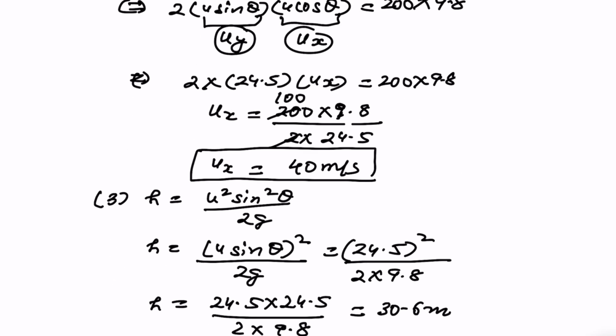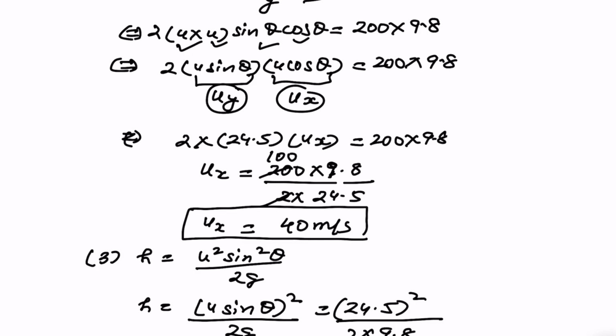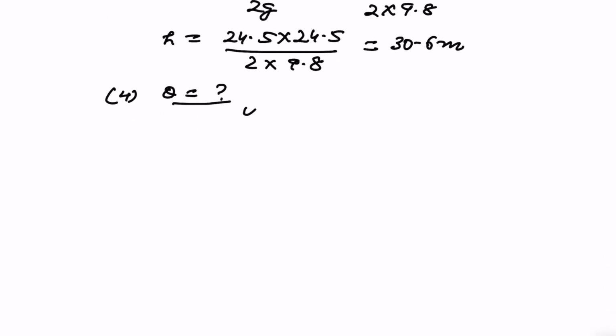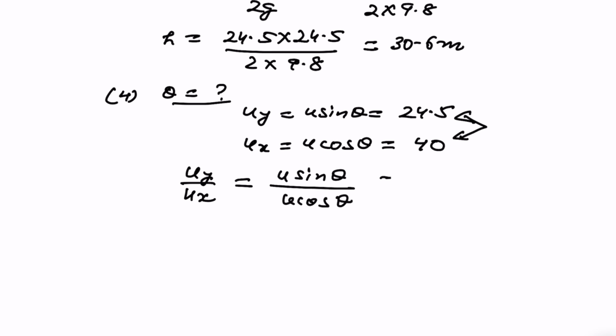See, we have already calculated that the vertical component of velocity, that is uy, is how much? 24.5. So we know uy is u sine theta, which is equal to 24.5. And we have already calculated ux, u cos theta, which is how much? The value of u cos theta is 40. If I divide these two, uy divided by ux, I will get u sine theta upon u cos theta, that is 24.5 upon 40.